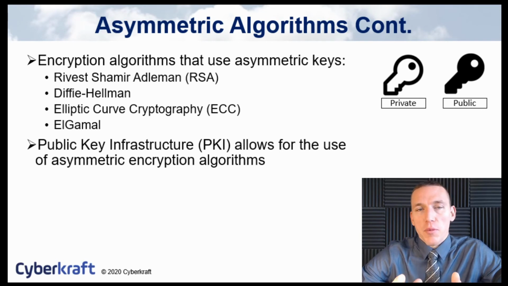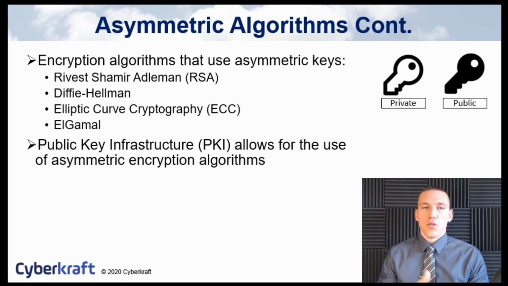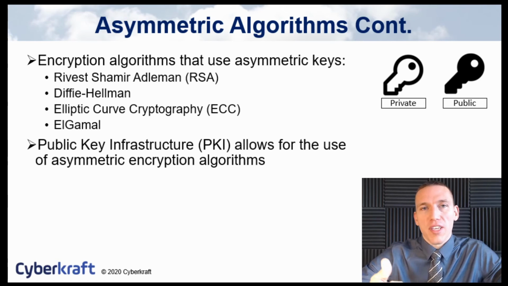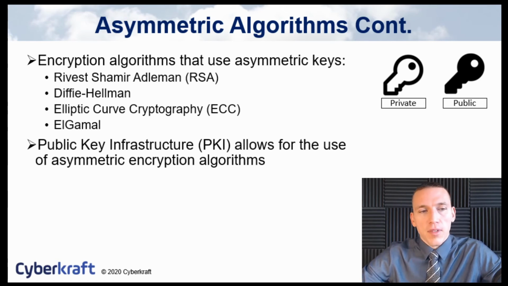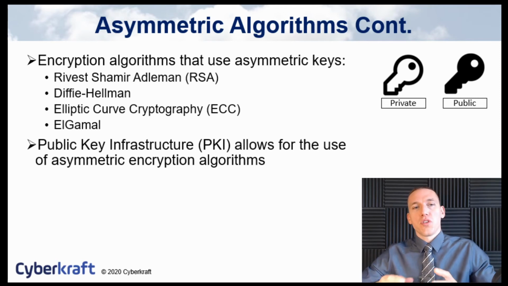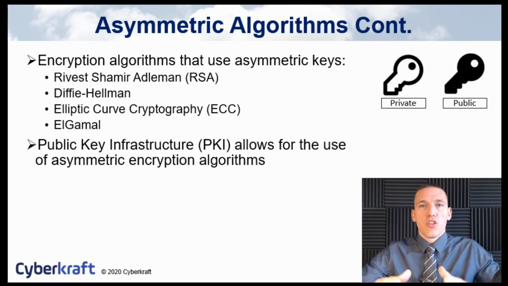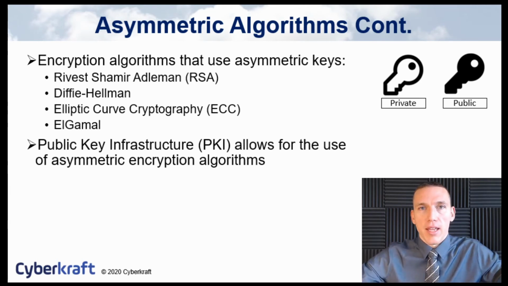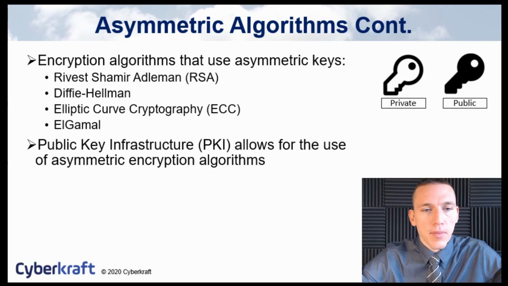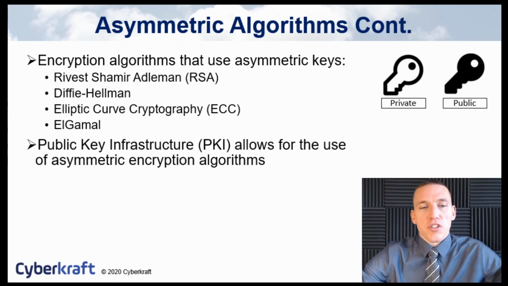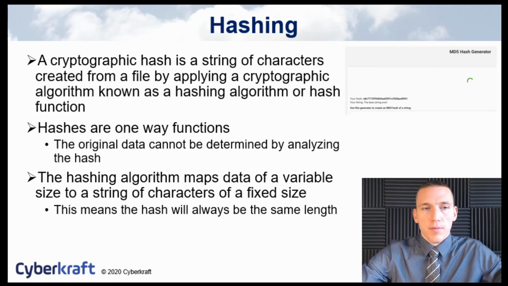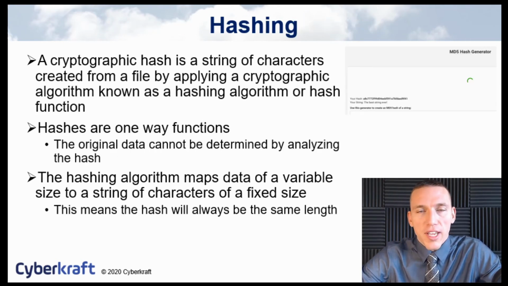Some examples of encryption algorithms that use asymmetric keys include Rivest-Shamir-Adleman, or RSA, Diffie-Hellman, elliptic curve cryptography, or ECC, and El-Gamal. Diffie-Hellman can actually use this asymmetric algorithm to create a session key, a symmetric key, and we'll talk about that later in the course as well. And then public key infrastructure allows for the use of asymmetric encryption algorithms. We'll talk about public key infrastructure again later in the course.